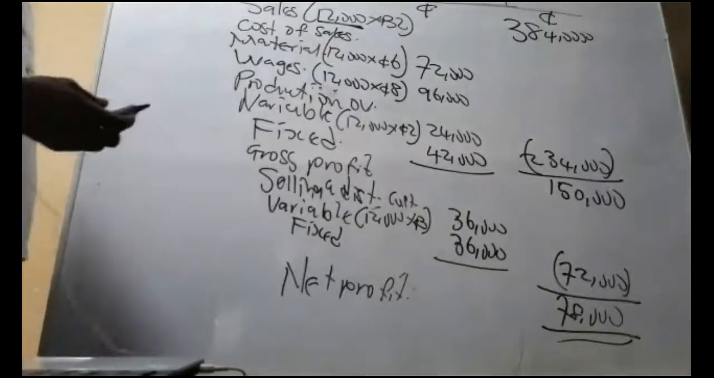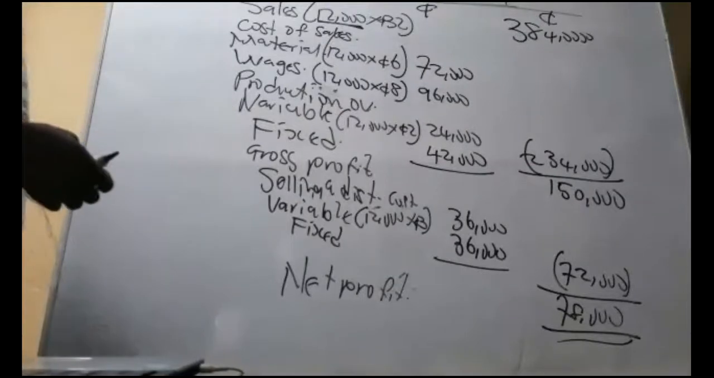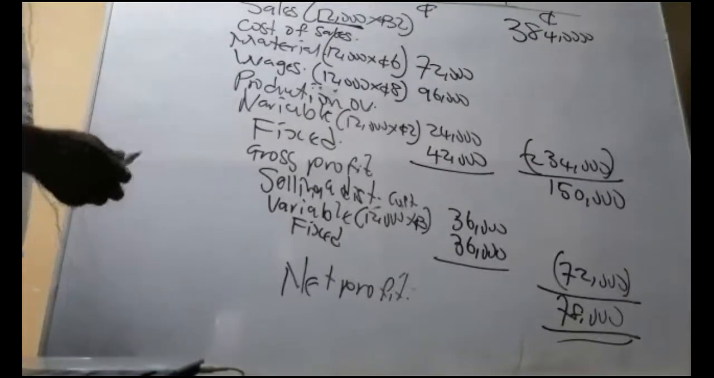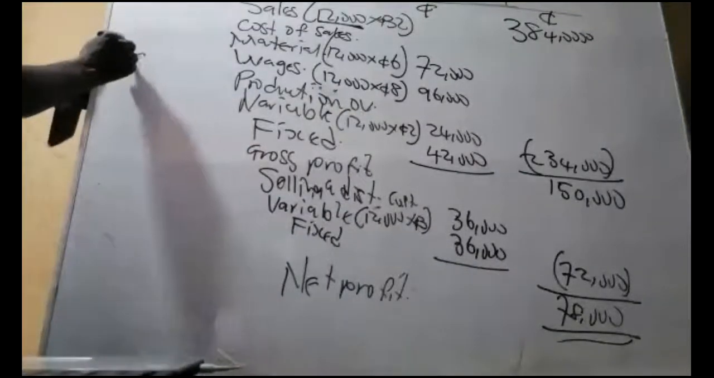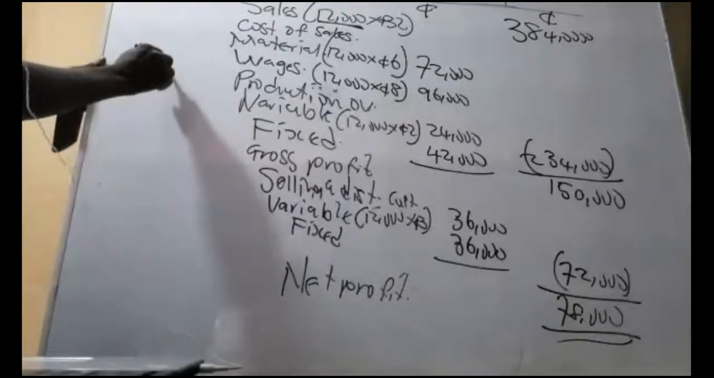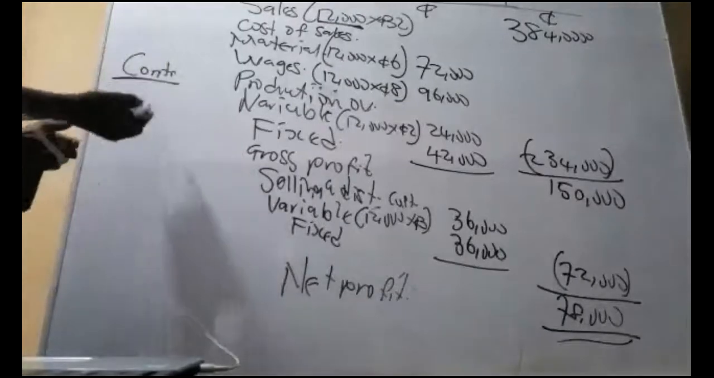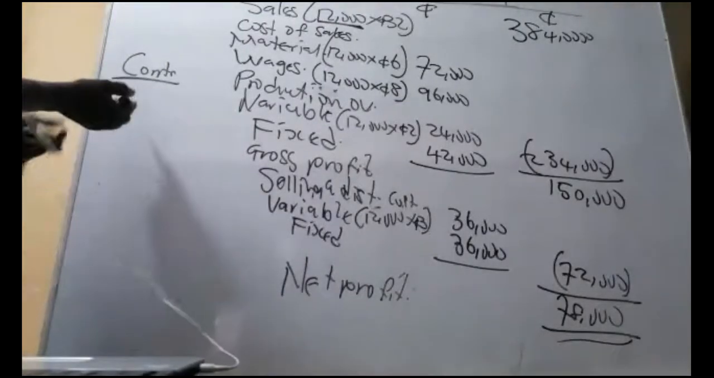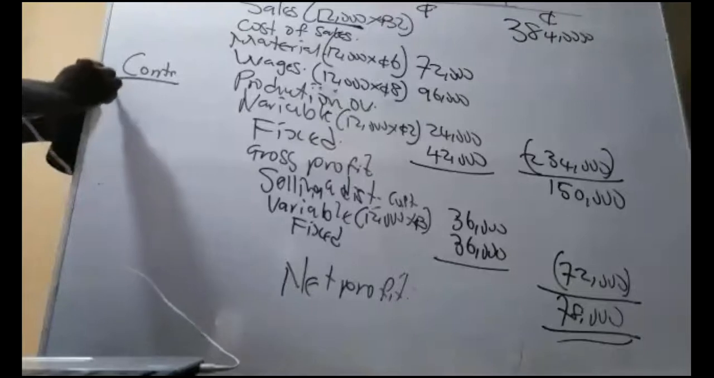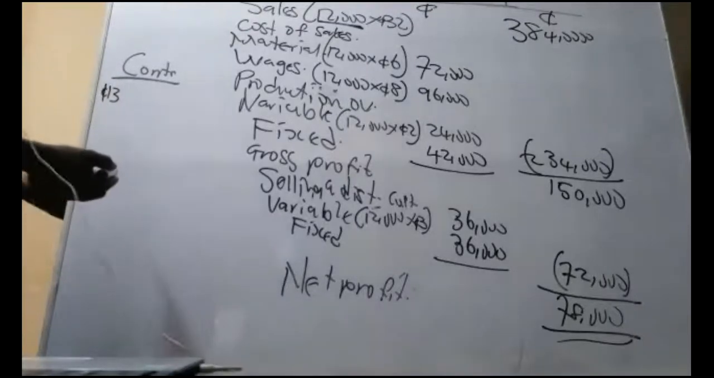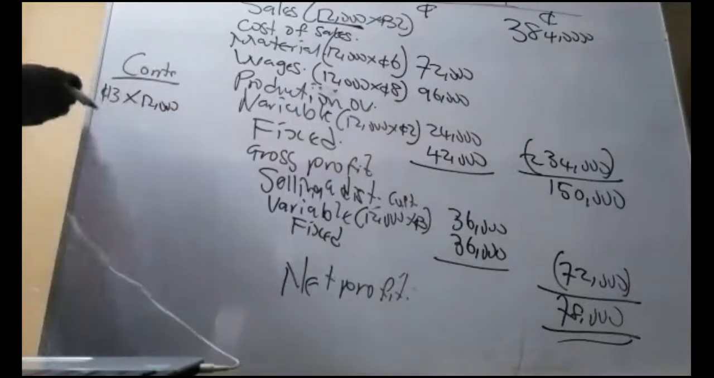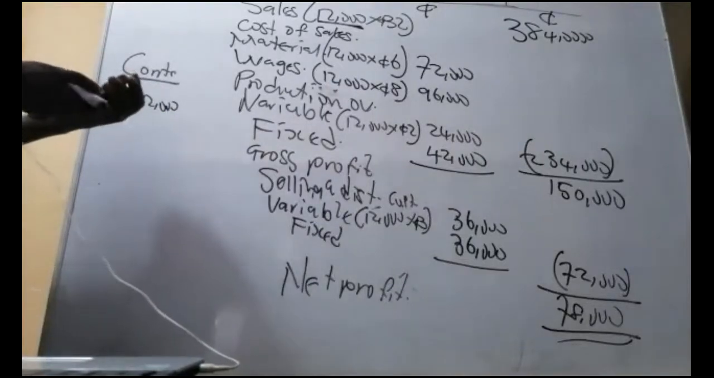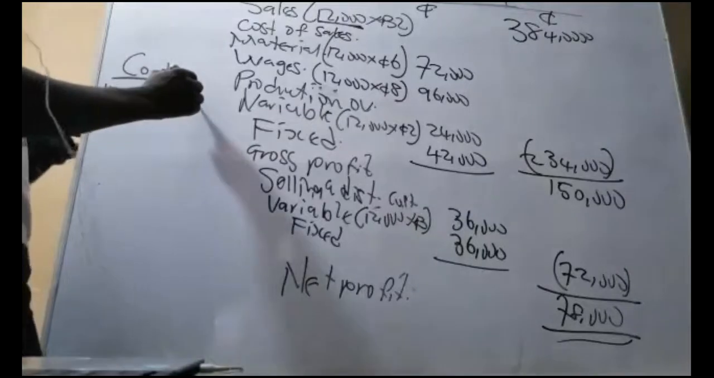Because we know the variable cost to be what? 19,000. We know the contribution to be what? 13, right? Now to get this 78,000, the shortcut approach: just get the total contribution. Total contribution will be the contribution per unit, which is 13 Ghana cedis, multiplied by 12,000. So 12 times 13, that's 156,000, right?